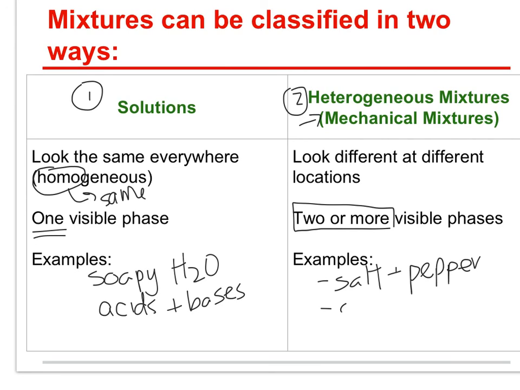Another example might be if you have granite countertops in your kitchen or a granite rock. That looks different in different places. Pizza is another example. So you've got your crust, you've got your sauce, you've got your cheese, your toppings. It's going to look different at different locations.